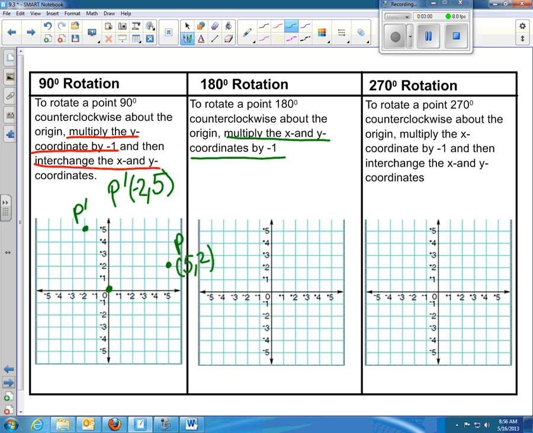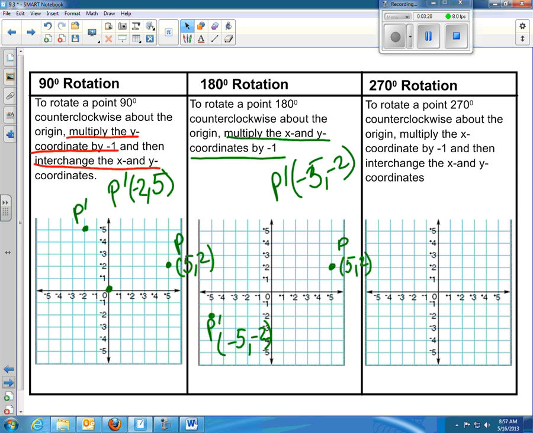So again, let's deal with that point P over at (5, 2). And we're just going to multiply the x and the y coordinates by -1. So we now have a point. Our P prime is (-5, -2). So we go -5 and down to P prime, (-5, -2). So we rotated about the origin and we went counterclockwise 180 degrees.